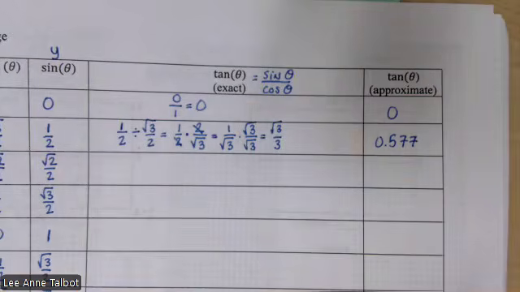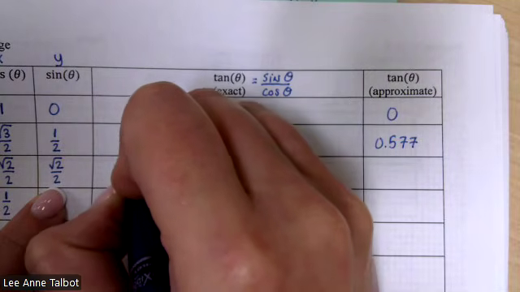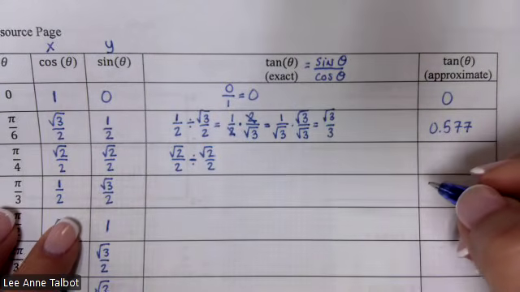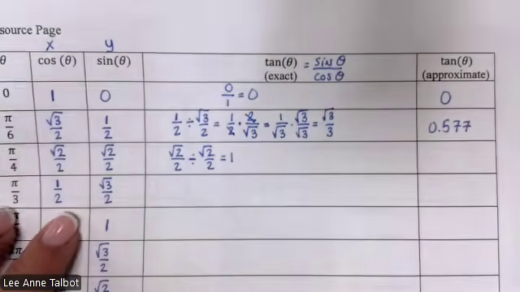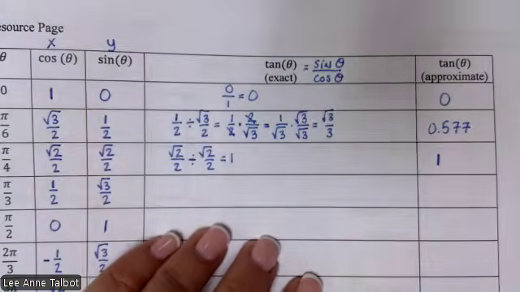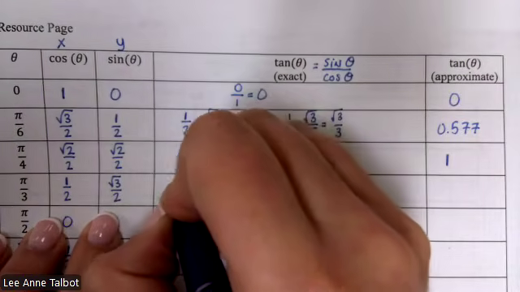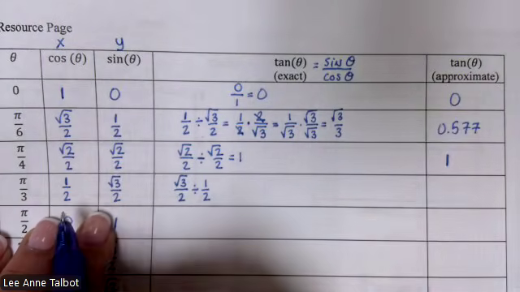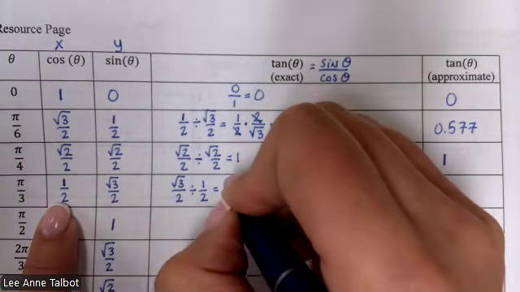Okay, this one's my favorite. Root 2 over 2 divided by root 2 over 2. What's something divided by itself? 1. You don't even need to do any math there. When it's the same thing, it's 1. What's 1 approximately? 1. Okay, now you're going to start to get nervous about this guy because you got this thing again, but it's not that bad. So sine divided by cosine, y divided by x, keep, change, flip.